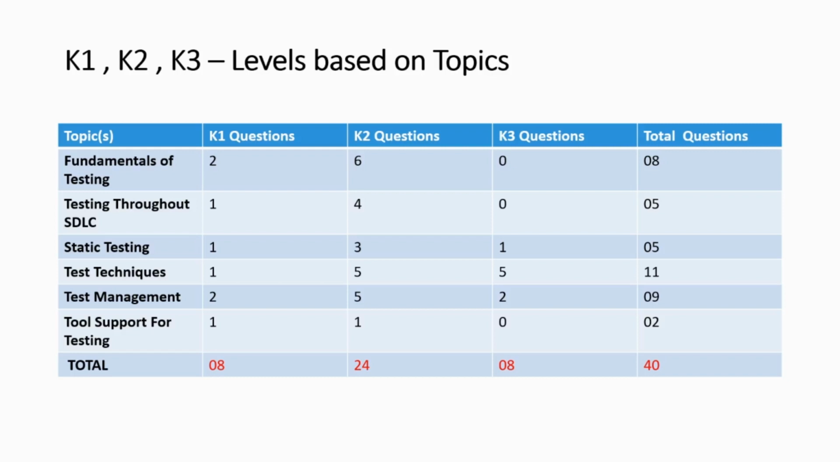And mostly, when we are going through the examination, we have some difficulties with K3 level questions, because there's a situation, and in the situation you have to analyze it and then answer it. Most of the situation based questions come from test techniques and test management. So there will be 8 questions based on situations, and out of those 8 questions, 7 are coming from test techniques and test management. So this is a classification on K1, K2, K3 level of the whole syllabus.